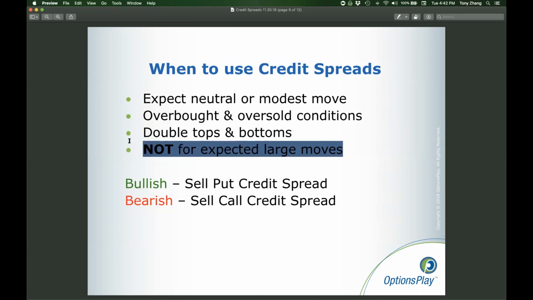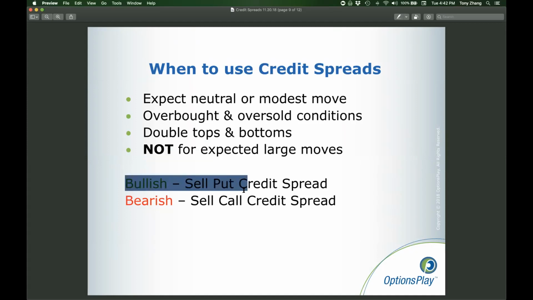I'll give you some examples of this when we jump over to OptionsPlay. So just as a reminder, if you're bullish, you want to sell the put credit spread. If you're bearish, you want to sell the call credit spread.